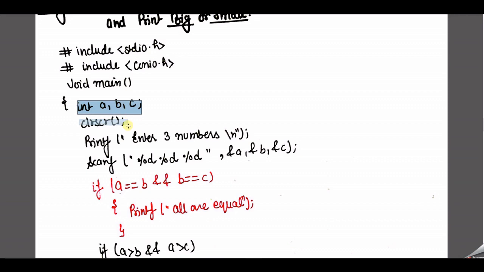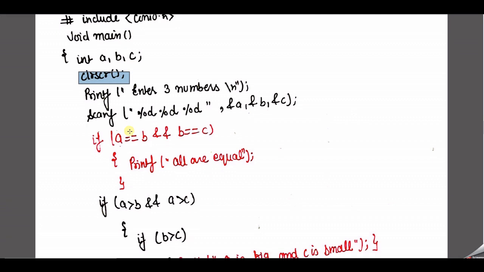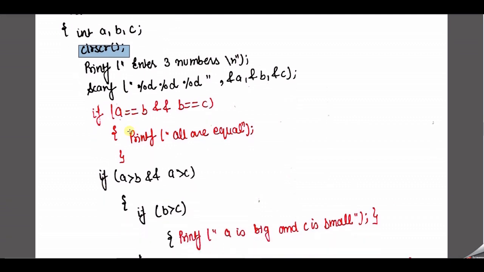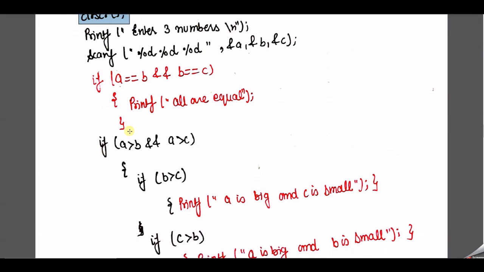Again, I explained that clrscr is a type of clear screen function. With the help of this, our previous work on the output screen will be removed and we can see our fresh work. Now we use the printf function, which is basically used to print a statement: enter the three numbers. This is a type of instruction given to our user, to guide the user to put in three numbers, so that I can check which number given by you is the biggest and which is the smallest.